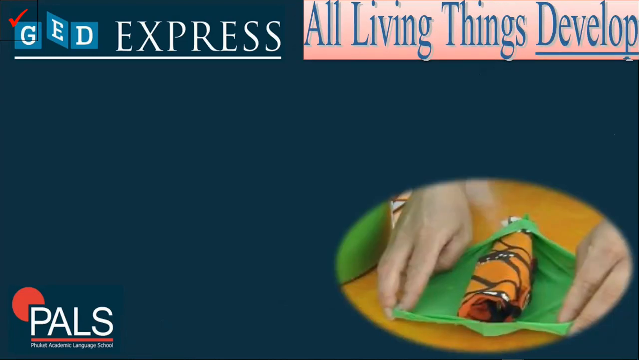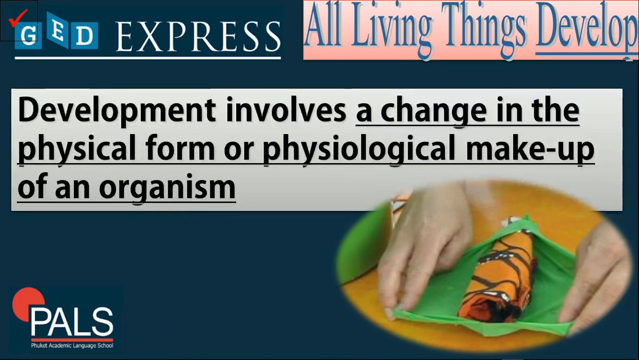So we have here another characteristic. All living things develop, which means a change in the physical form or physiological makeup of an organism. For example, if a caterpillar undergoes metamorphosis, there is a specific change in the physiological features of that organism when it turns into a butterfly.